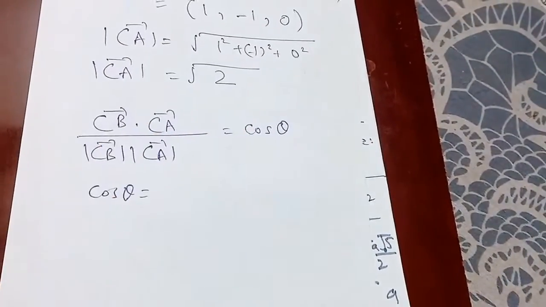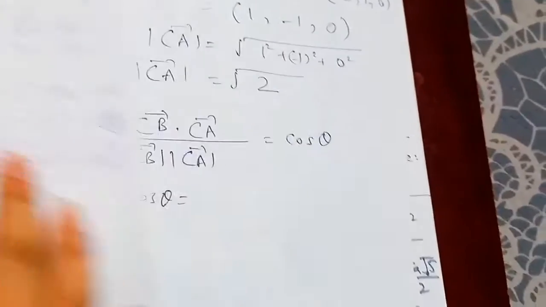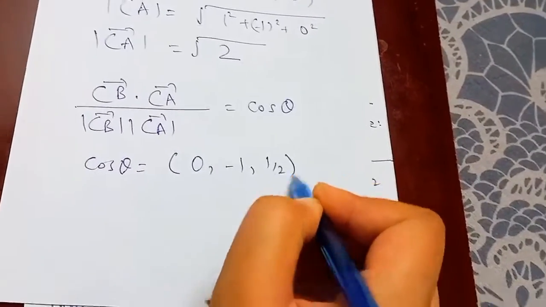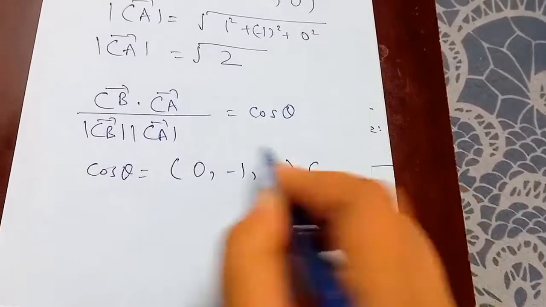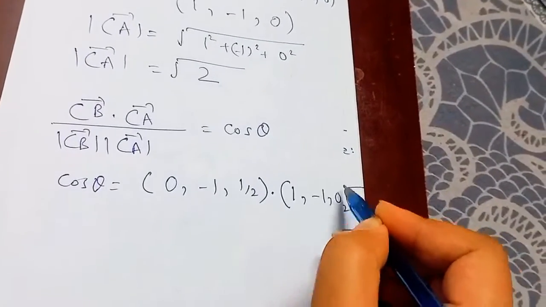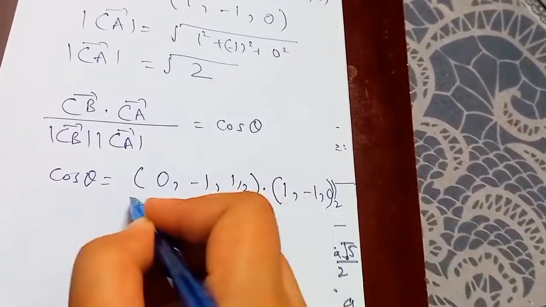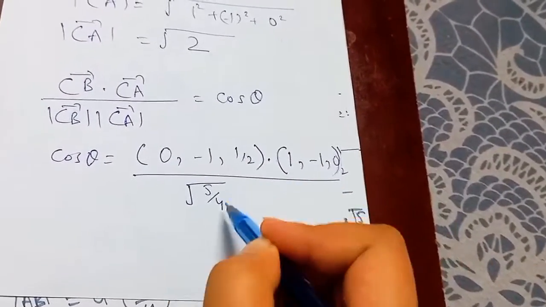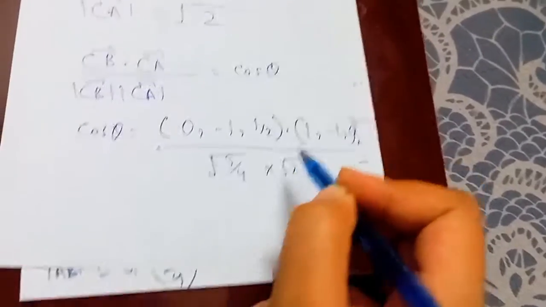CB vector was equal to this. We'll write them like that, dot, then we have CA vector, which is this: 1, minus 1, 0, divided by their magnitudes product, under root 5 by 4, under root 2.